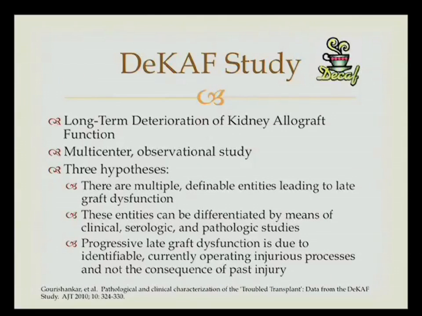And the study group has 3 core hypotheses. The first is that there are multiple definable entities that lead to graft dysfunction. The second is these entities can be differentiated by means of pathology, clinical data, serologies. And the third, that the progressive late graft dysfunction is due to identifiable, currently operating injurious processes and not actually the consequence of prior or past injury.